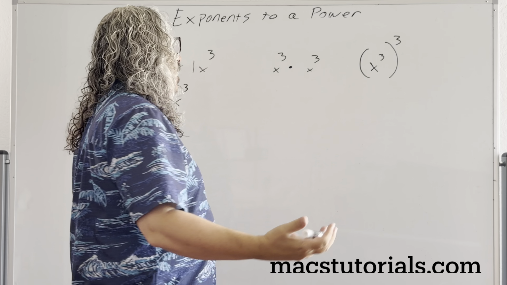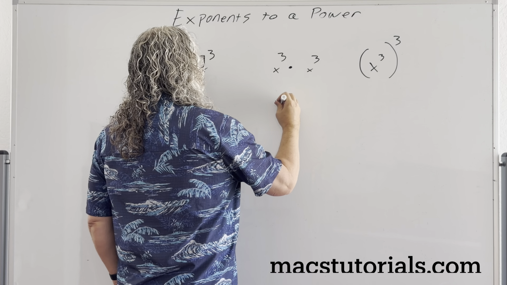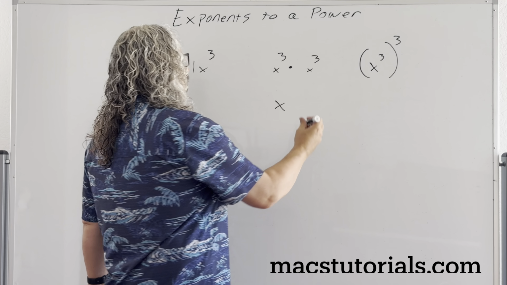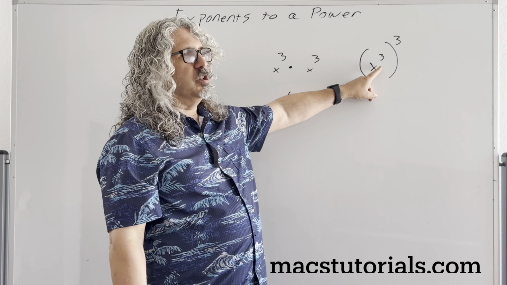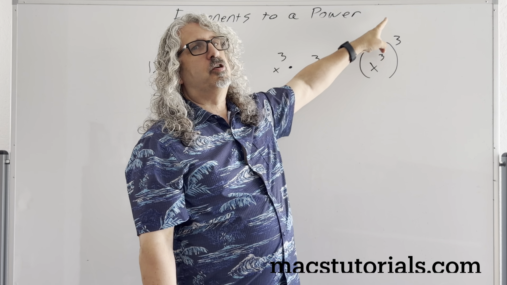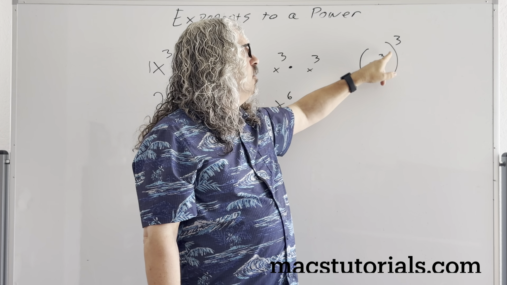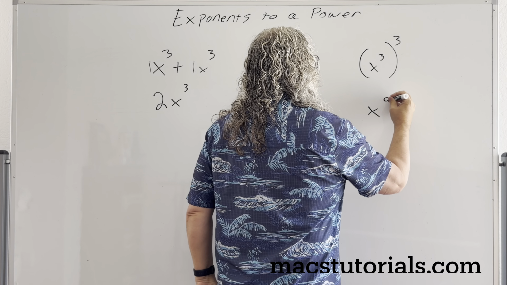A few lessons ago, we talked about what happens when you multiply. If you multiply exponents, you just take the exponents and you add them. It becomes a 6. Okay? Now look at this situation. I have x to the third power, to a power. So I have a power to an exponent to a power. In this situation, that's when you multiply.